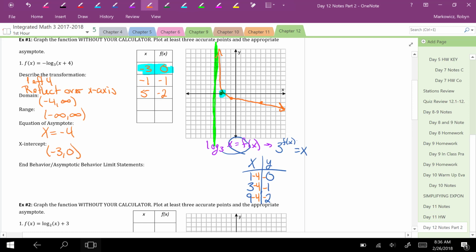All right, let's talk about end behavior and asymptotic behavior. If we take a look here, let's look at the left-hand side. Are we going to have end behavior on this left side of the graph or asymptotic behavior? Asymptotic behavior, good. Remember, asymptotic means it's going towards the asymptote. The limit as x is approaching what? -4, and from which side? The positive side, the right side of the graph. So I need that little plus sign.